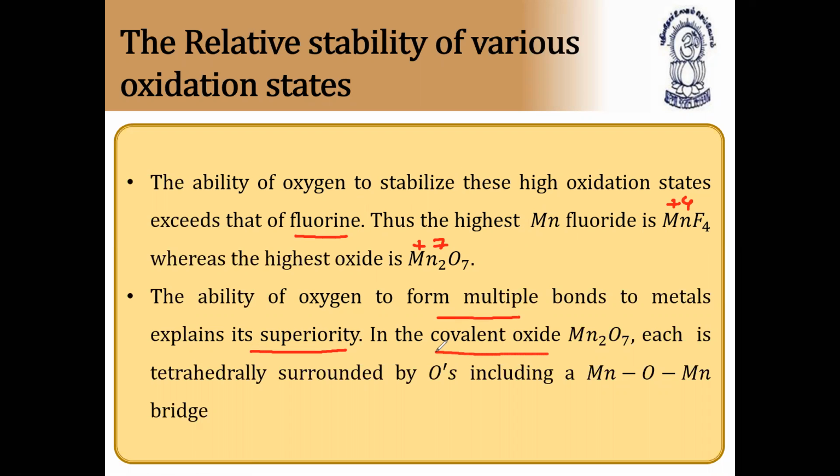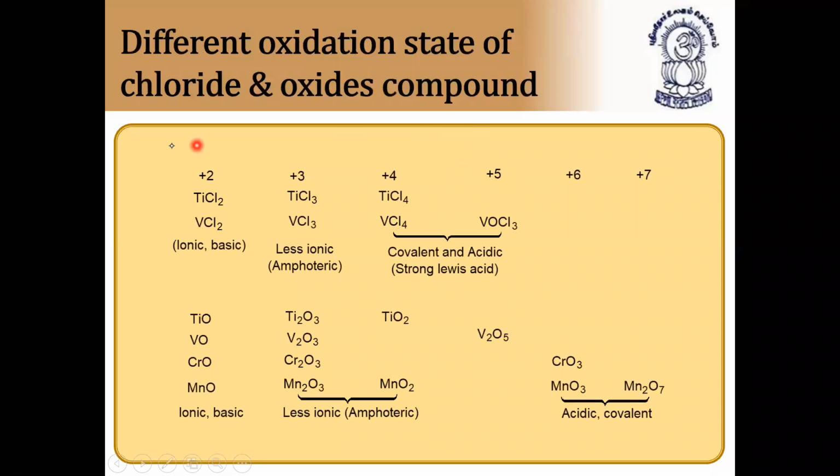In the covalent oxide Mn2O7, as I told you, it is covalent in nature. Each manganese is tetrahedrally surrounded by oxygen atoms, including the manganese-O-manganese bridge also. So they form a tetrahedral shape. You can see the differences here. This is very, very important because they will ask which of the following is acidic, which is basic, which is amphoteric.